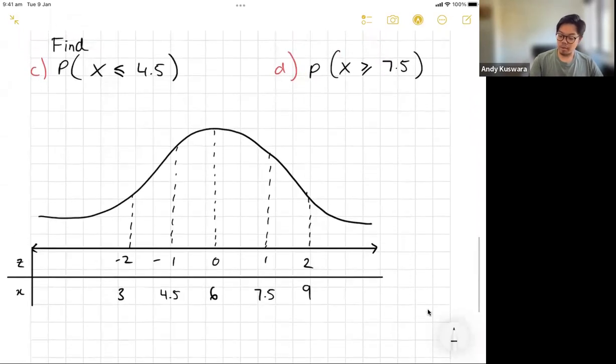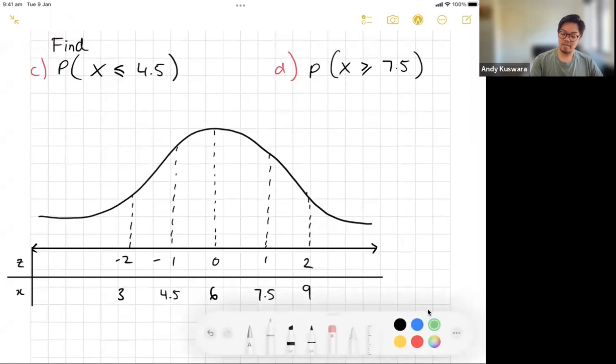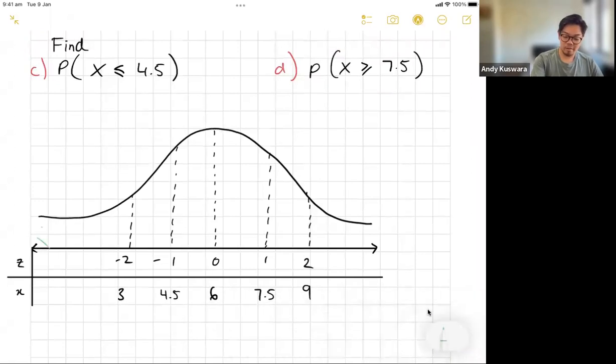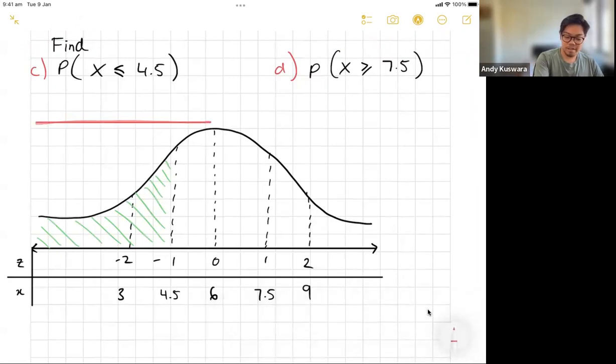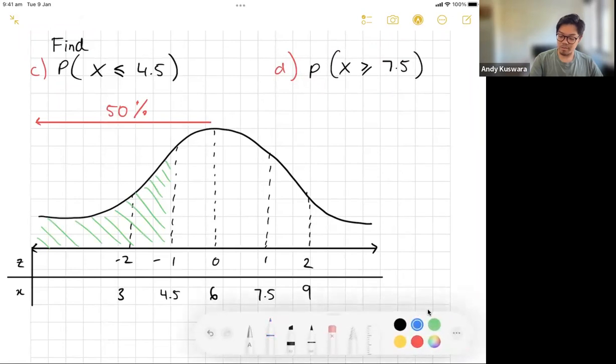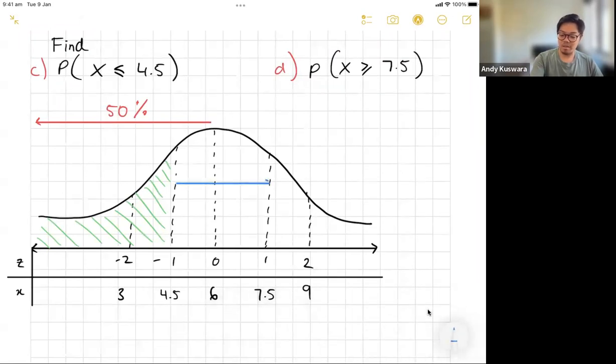Now, if I want the probability that X is less than 4.5, that means I'm looking for all this area here. So I would shade it in, and I would do this in all your questions as well. Now, to figure this out, from the midway point I know that's 50%. The other thing I know, and this is where you're going to have to do a bit of thinking, is that between -1 and 1 Z score is 68%. So in between here, that's going to be 34%.